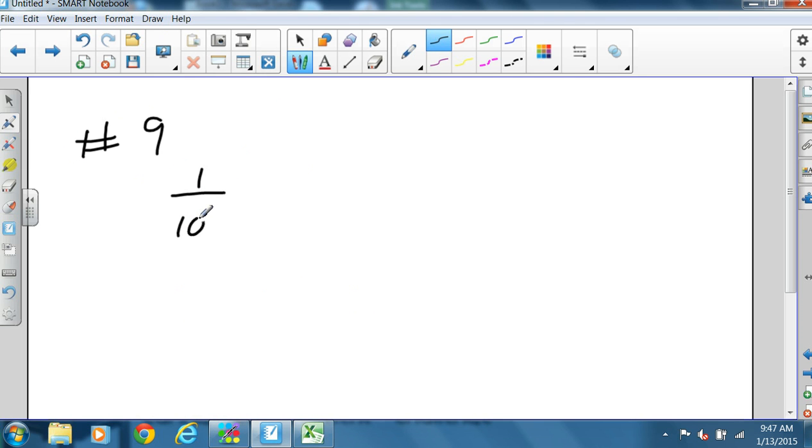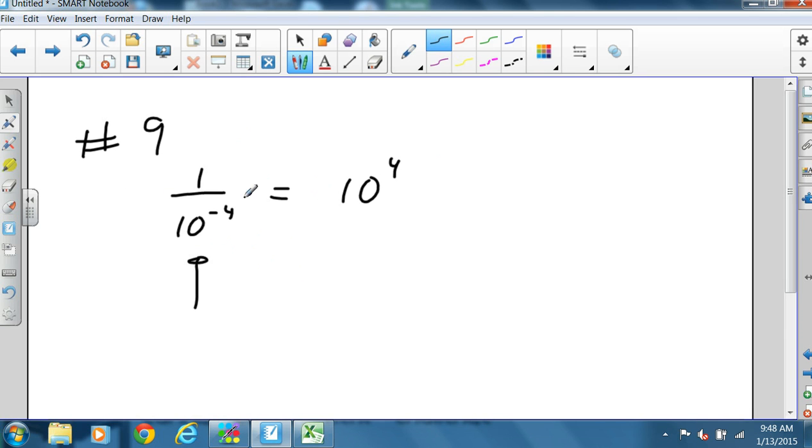1 over 10 to the minus 4 is 10 to the 4th. Now, your 8th grade algebra teacher told you don't have negative exponents in the denominator, right? So 10 to the 4th would be the proper answer. That's the same for our class. We wouldn't leave a negative exponent in the denominator.